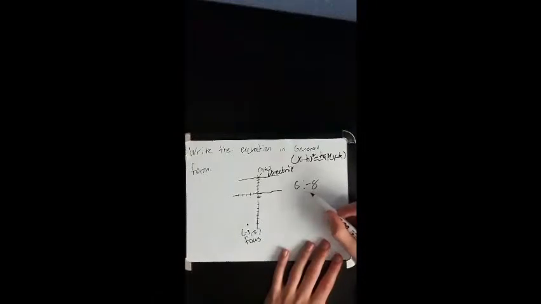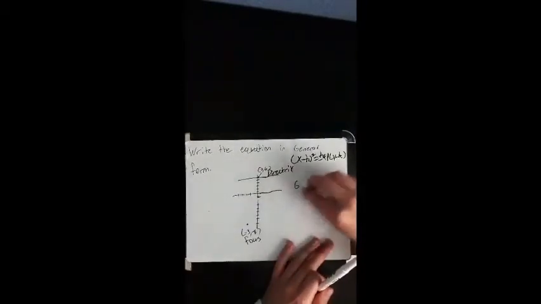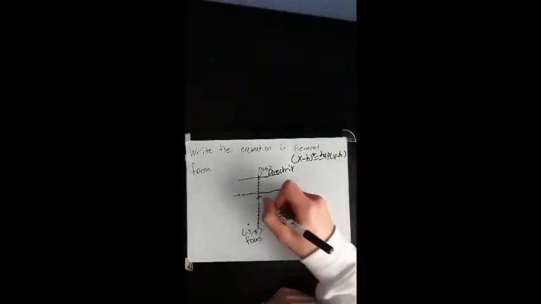So 6 to -8, that's a distance of 14. So 14 over 2, and we get 7. So if we go 7 down from the directrix or 7 up from the focus, either way, we get -1. So we know that our y of the vertex is -1, so right here.